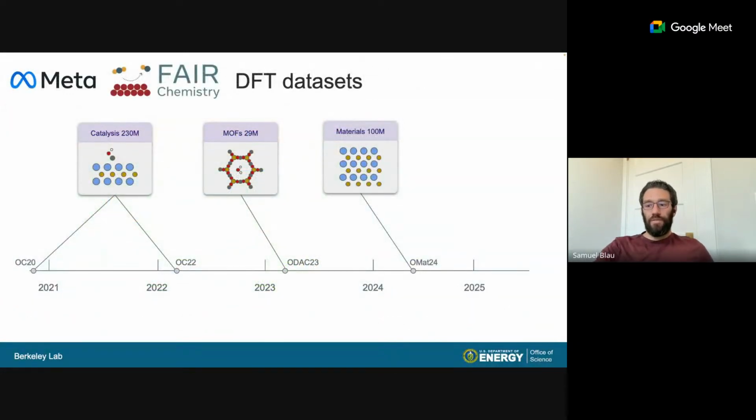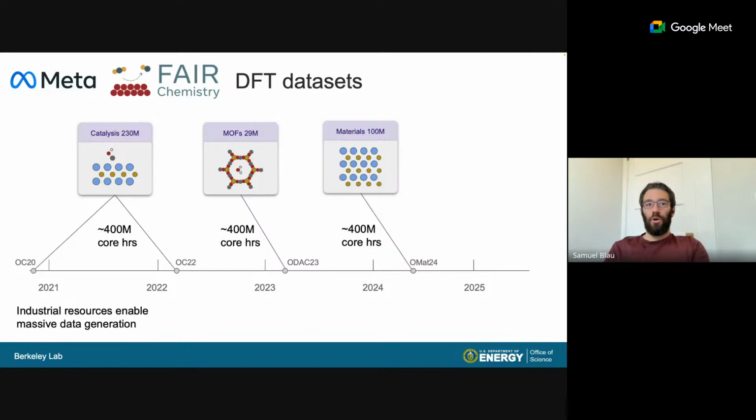So this team at Meta, the FAIR chemistry team, has actually done a lot for the community. They've released quite a few data sets, all fully open source. Originally they were focused on catalysis. In 2020 and 2022, they released catalysis data sets. In 2023, they released a metal organic framework data set with CO2 adsorption for direct air capture. And then, as I mentioned, in 2024, the OMat materials data set. Each of these was on the order of about 400 million core hours, which is really beyond what an academic lab can do on DOE resources.